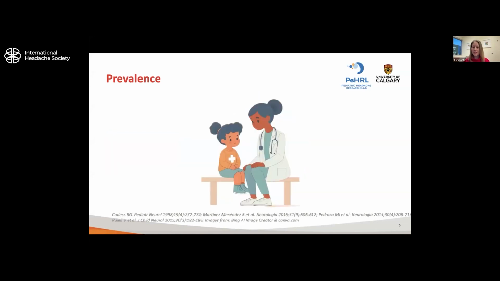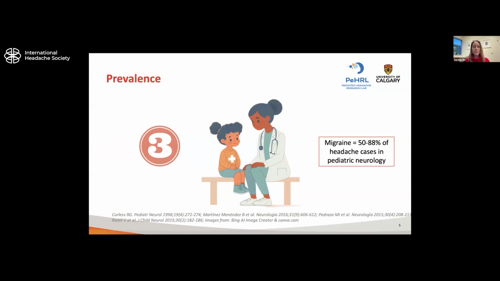When we look at who presents to medical care and the prevalence of headache disorders in neurology outpatient practice, consistently headache disorders are within the top 3 reasons for consulting a pediatric neurologist. And if we look at the most common diagnoses in this setting, migraine is the most common diagnosis made, with anywhere from half to 88% of the cases seeing a pediatric neurologist ultimately being diagnosed with migraine.